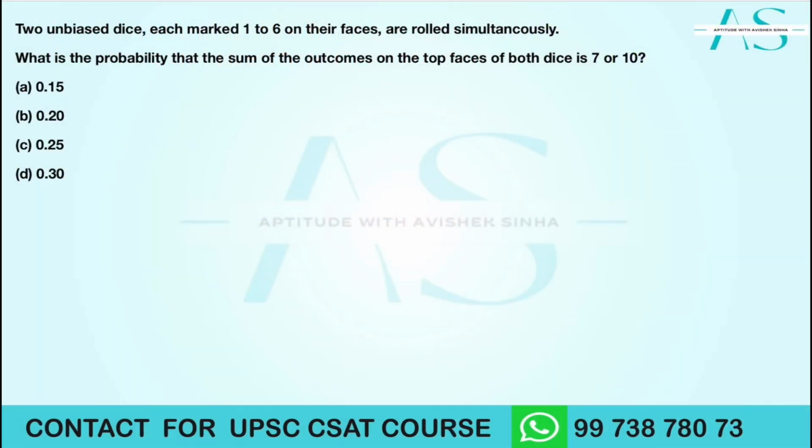Two unbiased dice. Unbiased is basically not favoring any of the two faces. मतलब ये एक normal dice है ना, जो भी face है, जितने भी faces, all are different here. Each marked with 1 to 6 on their faces. 1 to 6 is 1, 2, 3, 4, 5, 6, are rolled simultaneously. What is the probability that the sum of the outcomes on the top faces of both the dice is 7 or 10?